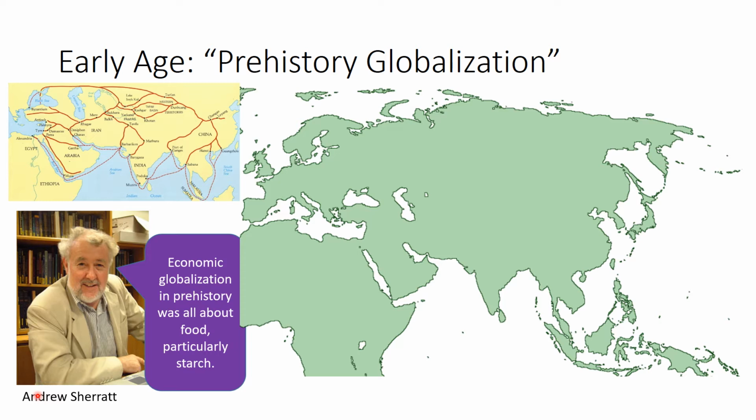Starch has complex carbohydrates that give people energy to move and to do their daily needs. And prehistoric globalization is only around the Eurasian supercontinent, like in Arabia, here in China, the Caucasus region, the Fertile Crescent, Mesopotamia, India, and then Malaysia. And it was all about food.